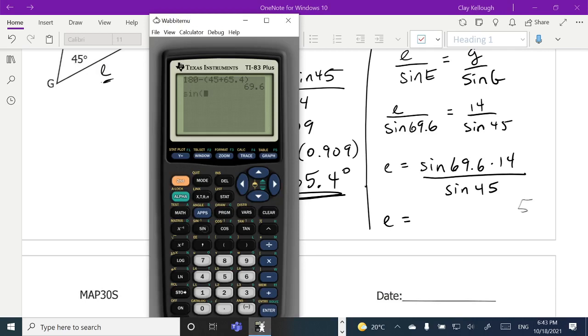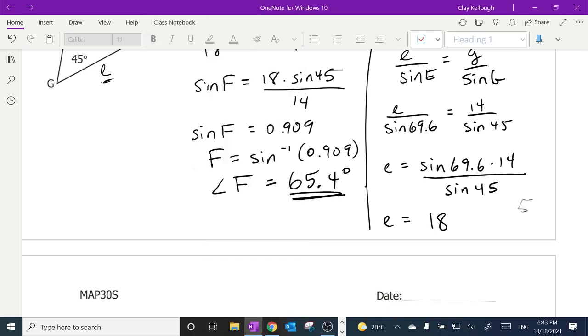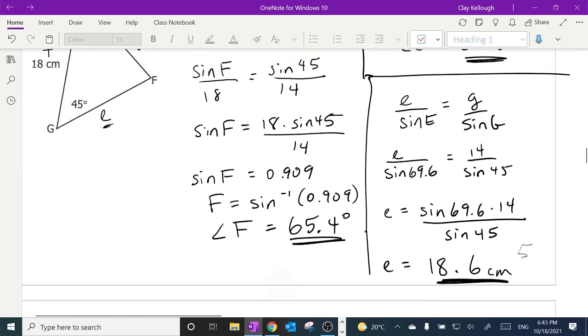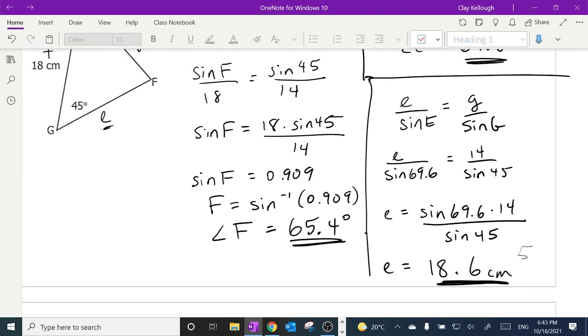So the sine of 69.6, close brackets, times 14, divide by the sine of 45 equals 18.6, and I forgot what unit it is, centimeters. And there we have it. That is the sine law. So try the homework questions from the blog yourself, and good luck.